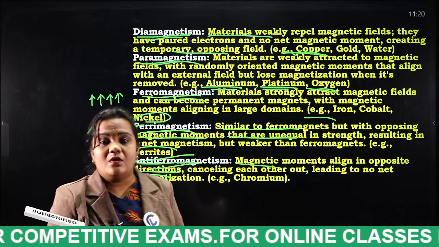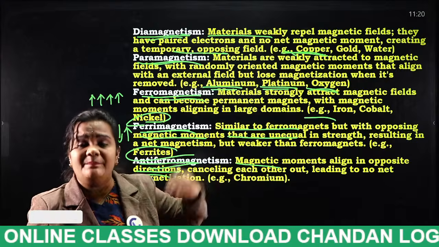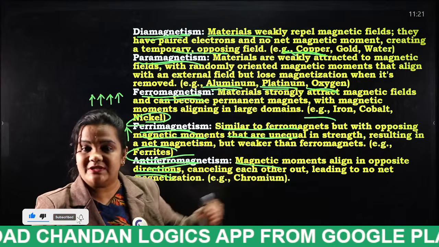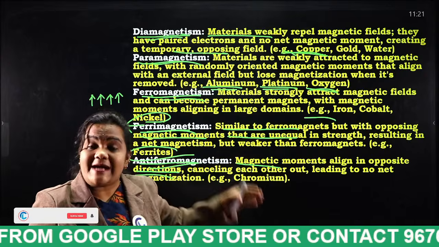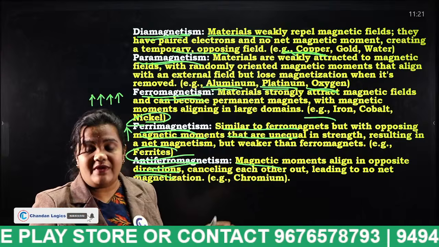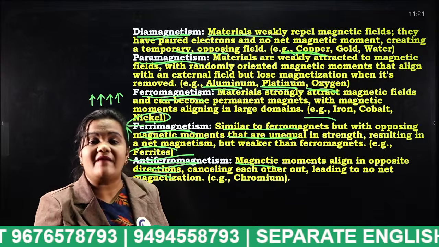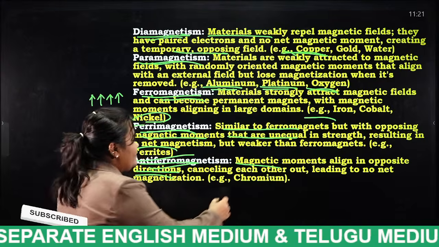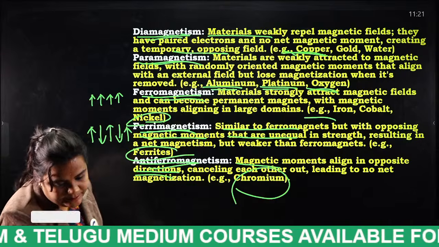Magnetic moments. Okay. So in ferrimagnetism, not all the magnetic moments are completely in the opposite direction; they are randomly in the opposite direction. When it comes to anti-ferromagnetism, the complete movement is in the opposite direction. Okay. So what is the example for this anti-ferromagnetism? Chromium. Okay. Next.